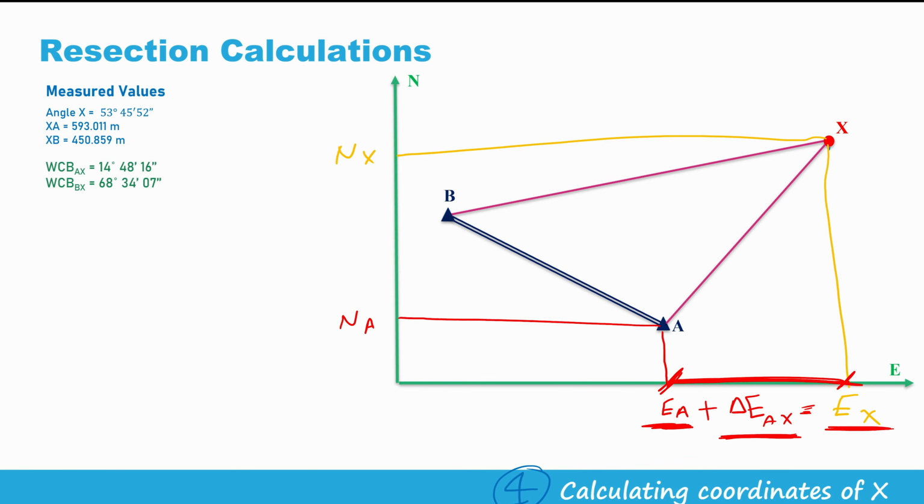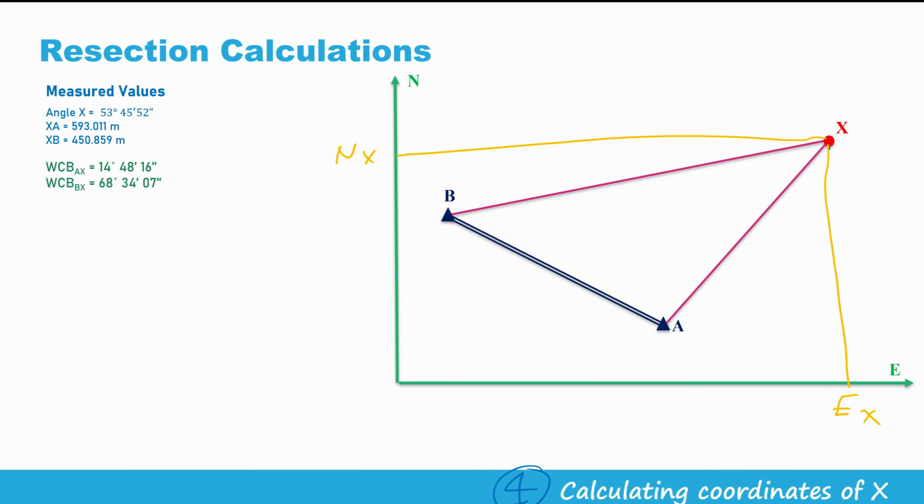In a similar way, northing of X, this one here, is northing of A, which is known, plus the change in northing between them. This is the change in northing between A and X. Okay, this will give us northing of X. So this is if we use station A. Now we can repeat the same thing, but based on station B. From station A, we can calculate easting of X and northing of X.